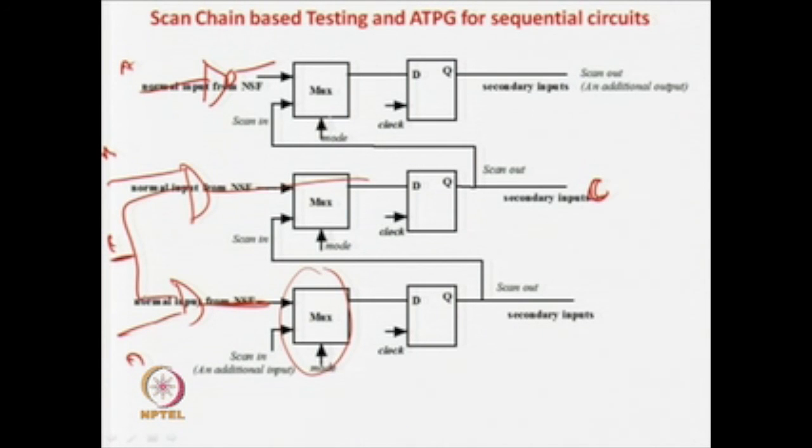And what are the inputs of the multiplexers? One input is the normal one, which is coming from the combinational part of the NSF block, and the other is an additional input, called the scan in, which is the input of the shift register. For the second multiplexer, one input comes directly from the combinational circuit, the normal mode, and the other is the output of the last flip flop in the chain. Similarly for this one, one input comes directly from the NSF block, the combinational circuit, and the other input comes from the output of the second last flip flop. So this is the arrangement.